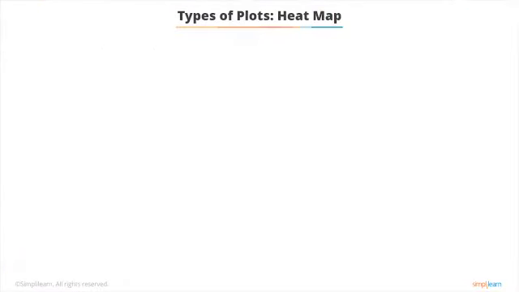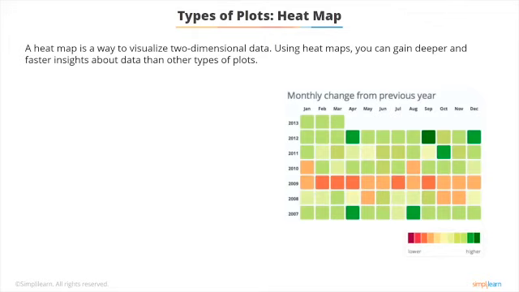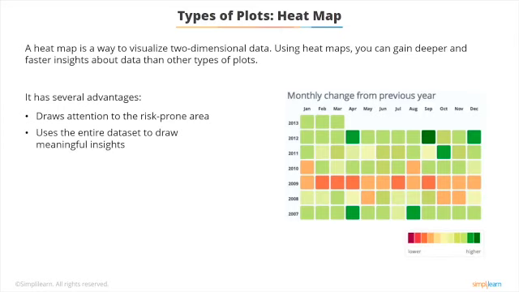Heat maps. A heat map is a better way to visualize two-dimensional data. Using heat maps, you can gain deeper and quicker insight into data than those afforded by other types of plots. It has several advantages. It draws attention to the risk-prone area. It uses the entire dataset to draw bigger and more meaningful insights. It's used for cluster analysis and can deal with large datasets.